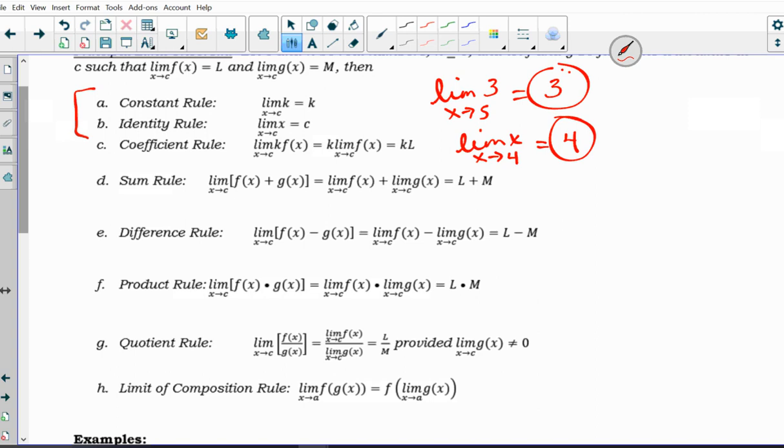And 10.2. The coefficient rule. Hey guys.